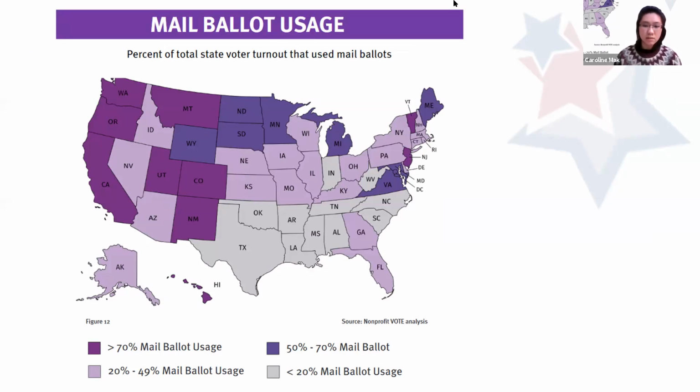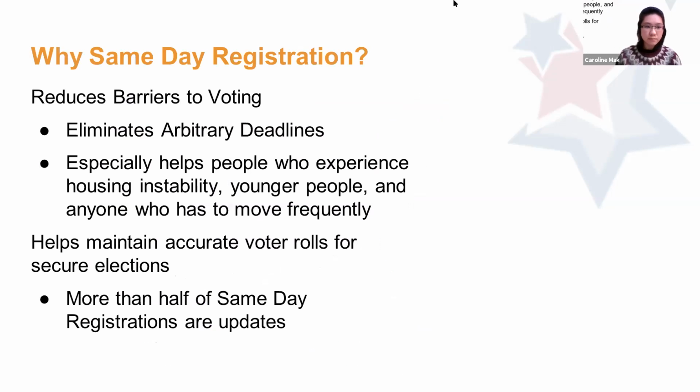How does this policy reduce barriers to voting? While voters may be aware of the election date itself, they are much less likely to be familiar with their state's voter registration deadline, which can be an arbitrary number of days before the election. It's already hard to keep track, and even more so when you're trying to survive. By not having a cutoff, people who experience housing instability, younger people, and anyone who isn't a homeowner who hasn't moved in 10 years benefit.